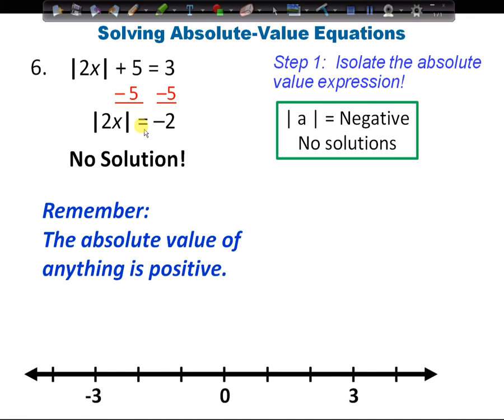Just make sure that you have this work down and that you get it to this point where it says the absolute value of 2x equals -2, and then write the words no solution, because that is the correct answer for this problem.